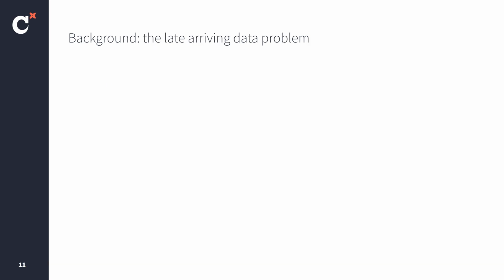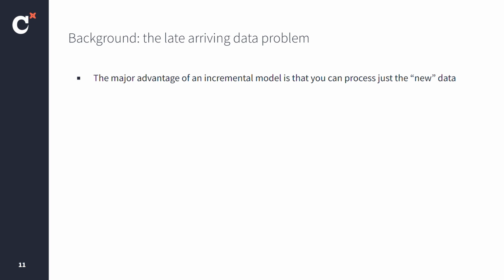Okay. And then the next thing I want to say, sort of by way of background before I actually dive into what we did to make this model so much more performant, is I want to talk about late arriving data. So a major advantage of an incremental model is that you can process only the new data, right? So you don't have to rerun all of your transformations over all 35 billion rows on every single build of this model. You just do it on the stuff that's new. But in order to do that, you have to figure out what's new, right? Which are the rows that I have not already processed?